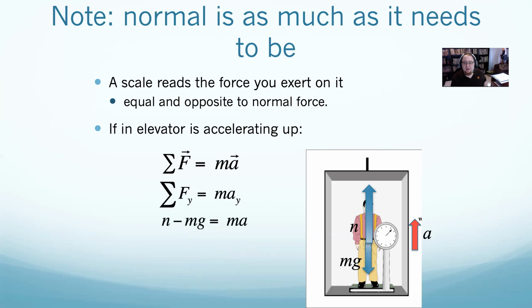But if you're accelerating upwards, your acceleration isn't 0. You have an acceleration ma. And adding mg to both sides, you'll say your normal force is ma plus mg. And if you're accelerating upwards, the scale won't give you your weight. It'll say you weigh heavier than you think you really do, because it has to have extra to compensate.